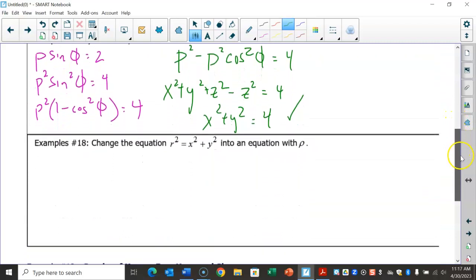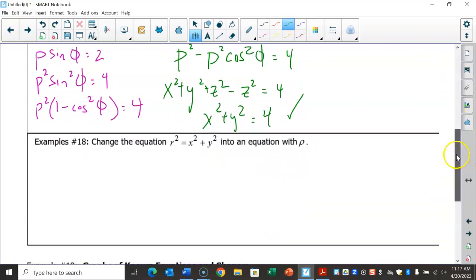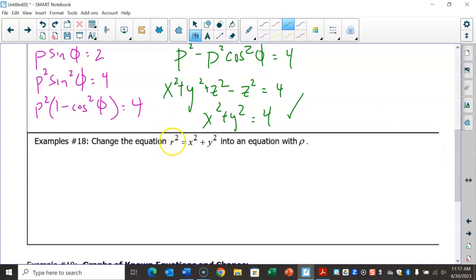All right, we're going to do one more example here together, and here it is. We want to change the equation of r squared equals x squared plus y squared, and we want an equation now with rho in it. So the first thing that I'm going to do here is change my x and my y into the equations that I know that they are.